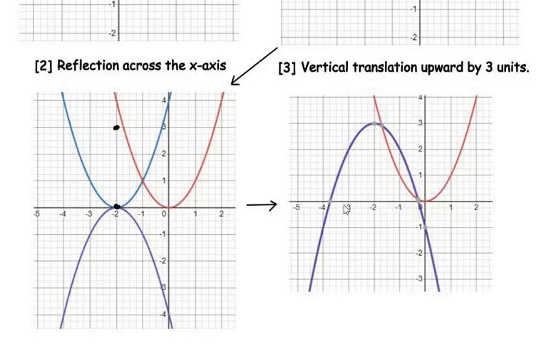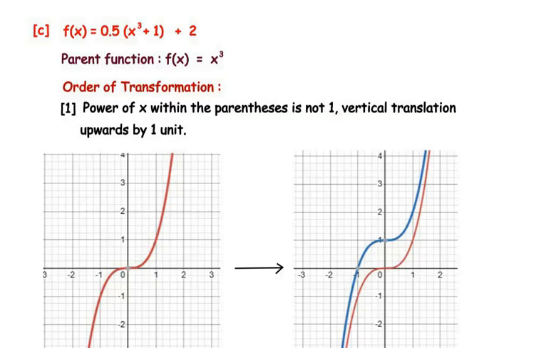Here we can see that the translated graph is over here. Similarly, all the points on this graph are going to be translated upwards by 3 units. So this is the final image of the transformed graph. Now let us move on to the last example. f(x) = 0.5(x^3 + 1) + 2. So here the parent function is a cubic graph.